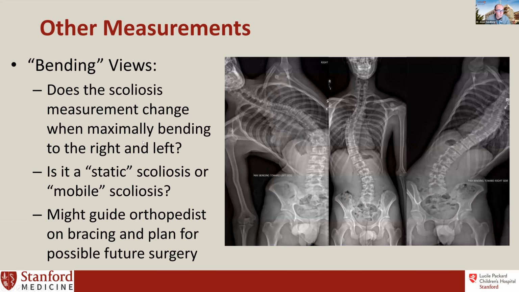All right, and so what am I actually measuring on the bending views? Well, I'm basically measuring those Cobb angles. I'm just measuring them when the patient is in different positioning. And this really assesses whether the scoliosis is, quote unquote, static, or is it mobile when the patient bends maximally to the left or right. And this might guide orthopedists on bracing and possible surgical planning.